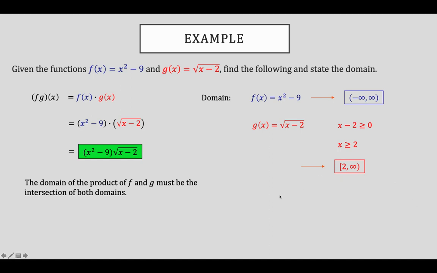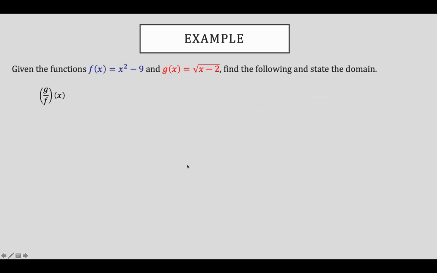So the domain of our combination, the product of f and g, is going to be where these two domains overlap. Well, where do these two domains overlap? They overlap on the interval from 2, included, to infinity. That is going to be the domain of my combination, f times g of x.